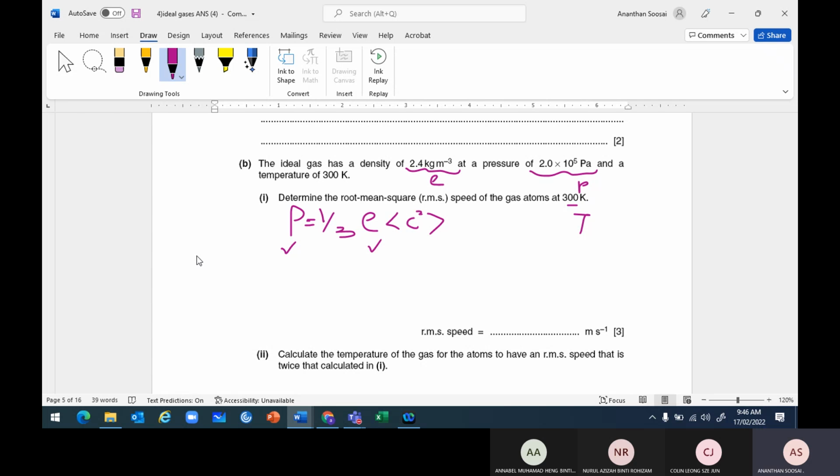Do you remember where this formula is formed from? PV equals 1/3 nmc squared, the original formula from kinetic theory. So nm over V, put the V down, it becomes P equals 1/3 rho c squared. Correct. This is the formula that must come to your mind. To find c squared, rearrange it and square root it. Okay, right track.